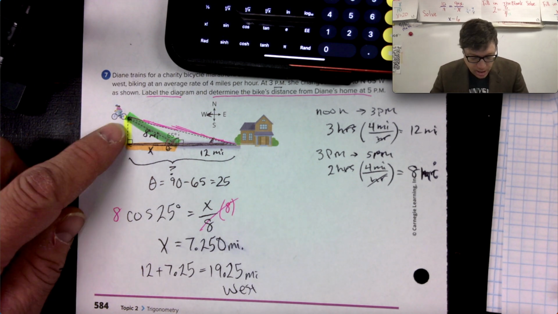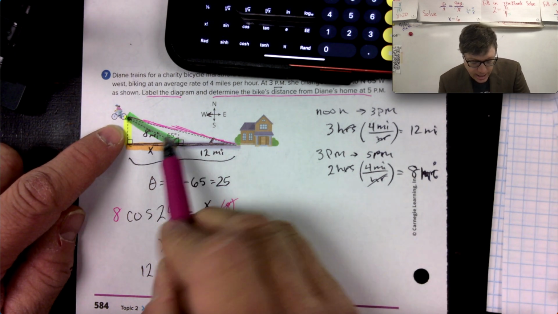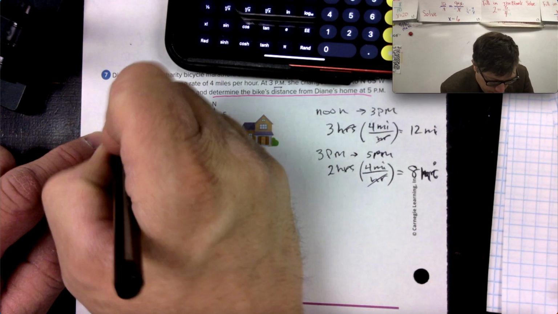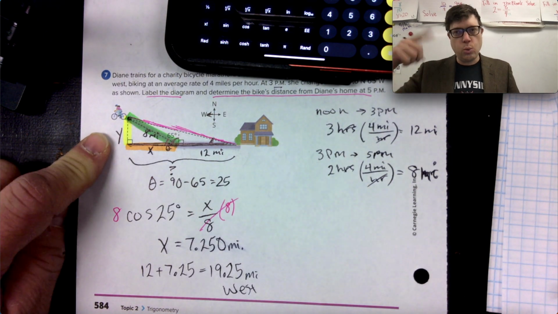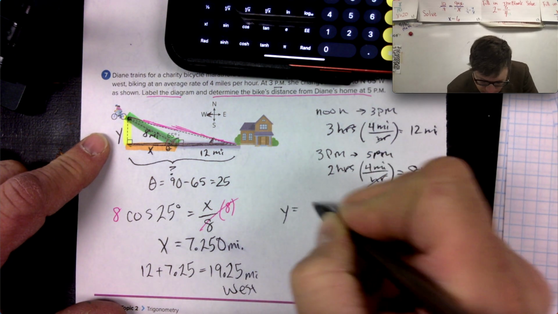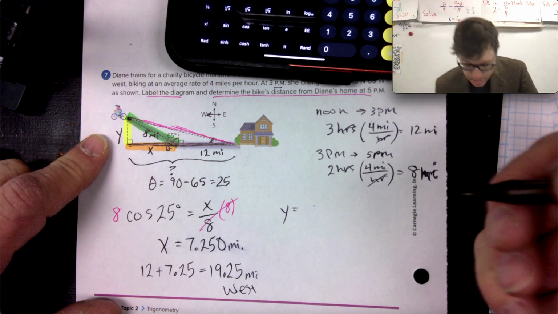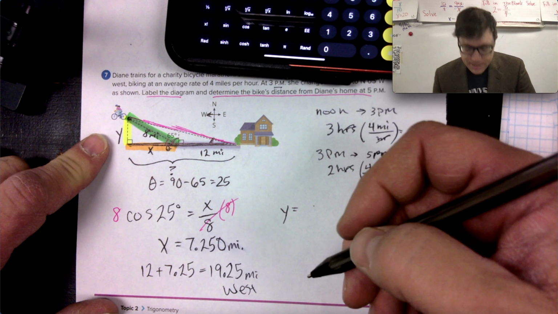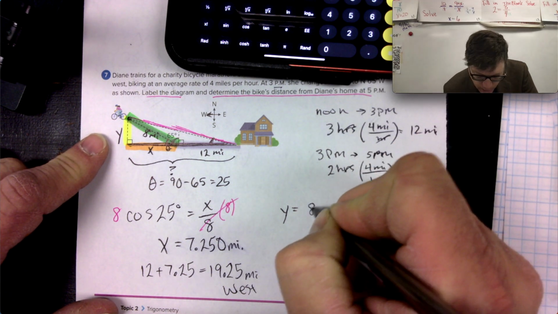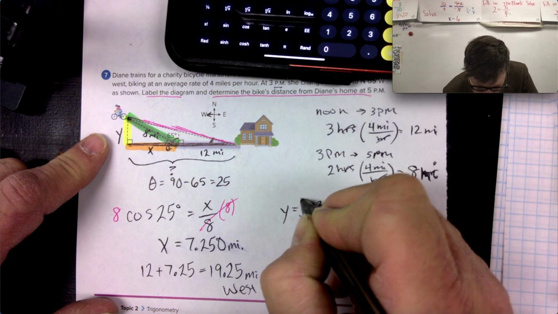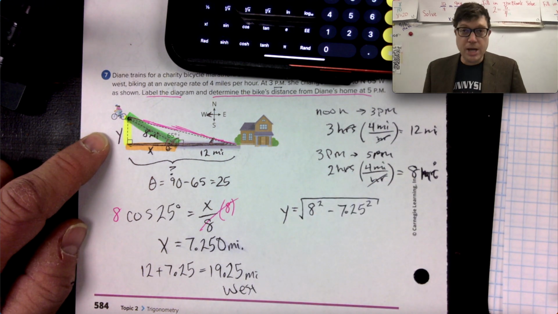So I'm going to find this opposite side by doing 8 squared minus 7.25 squared. I'm going to call that the y because it is kind of like a y-axis. And so I'm going to say that my y equals Pythagorean theorem. So I'm using Pythagorean theorem. I'm just skipping over a bunch of the initial steps. But 8 squared minus 7.25 squared is my Pythagorean theorem application.